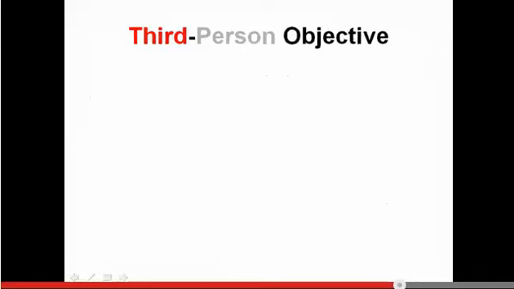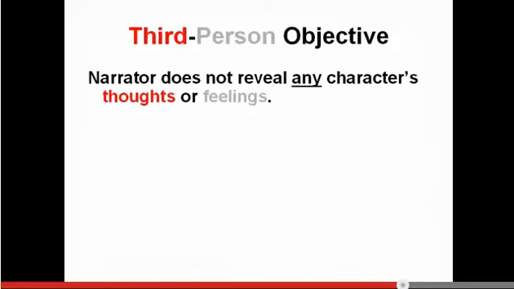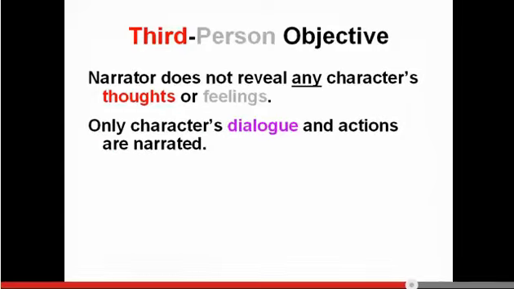Third-person objective. In third-person objective narration, the narrator does not reveal any character's thoughts or feelings. This does not mean that we cannot understand how characters are thinking or feeling, only that the narrator doesn't reveal explicitly or doesn't clearly state what the characters are thinking and feeling. Readers can still understand what characters are thinking and feeling through their dialogue and their actions, as the narrator will continue to reveal the characters' dialogues and actions.